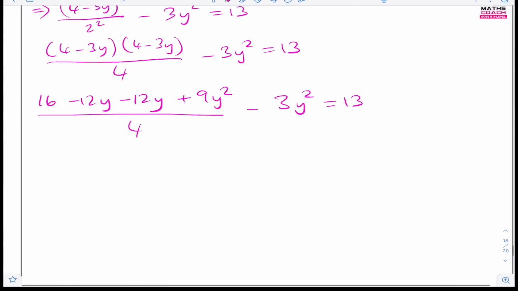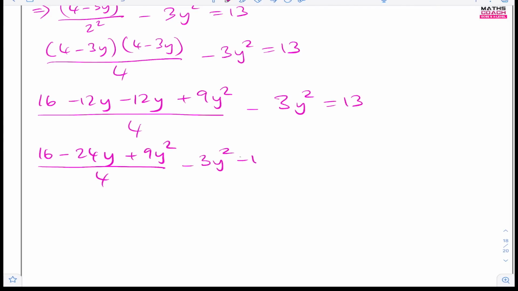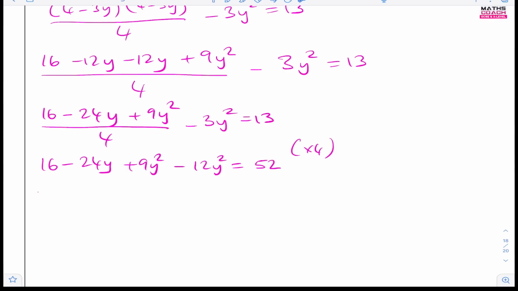Let's collect the like terms. So we have 16 minus 24y plus 9y squared all over 4, minus 3y squared is equal to 13. Let's go ahead and get rid of the denominator of 4 by multiplying by 4. That gives us 16 minus 24y plus 9y squared, and then we get minus 12y squared, and then 13 times 4 is 52. Next, we'll collect all the like terms here. So we've got these two which are alike. So 9 minus 12, that gives us minus 3y squared, minus 24y plus 16 is equal to 52.